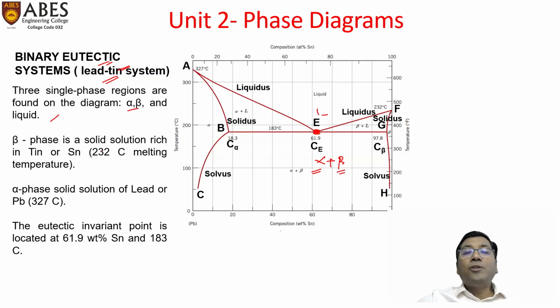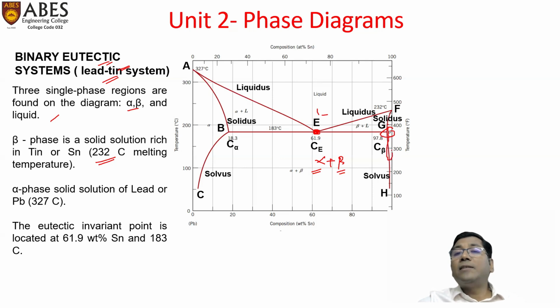Beta phase is a solid solution rich in tin, or Sn, having 232 degrees Celsius melting temperature. This is a typical phase diagram for a binary eutectic system. So we need to have the interpretation of this eutectic system, that is the lead tin system. Here the beta phase is a solid solution. This is marked as the beta phase.